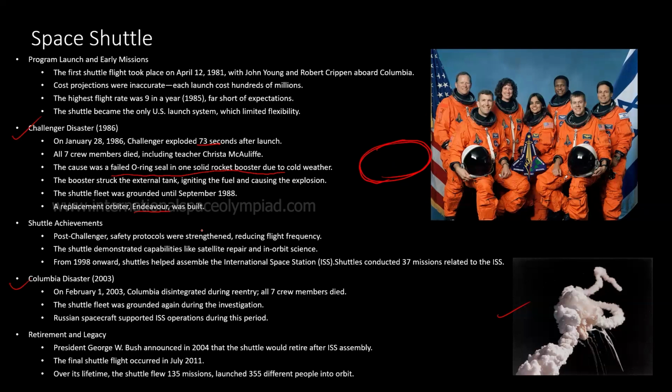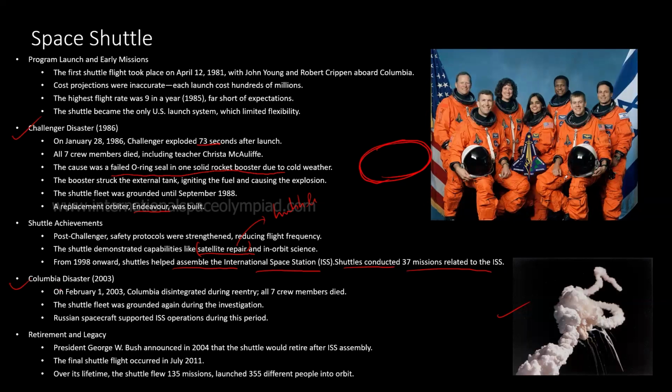Anyway, even though this disaster happened, post-Challenger safety protocols were strengthened, reducing flight frequency. Then the shuttle demonstrated capabilities like satellite repair, and if you remember, the satellite repair is actually about the Hubble, and in-orbit science. From 1998 onwards, the shuttle helped in assembling the International Space Station. The shuttle conducted 37 missions related to the International Space Station.